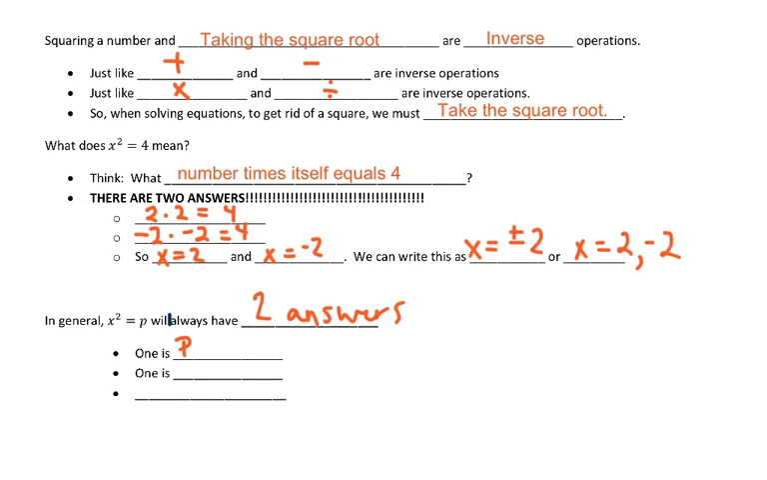One is positive and one is negative. Now there is an exception, and the exception is when x squared equals 0. If you're given that x squared equals 0, you can't say that x equals a positive and a negative 0, since 0 is by itself neutral. So when you have that question, x squared equals 0, there's only one answer, and the answer is x equals 0.